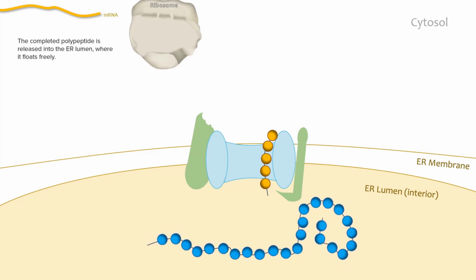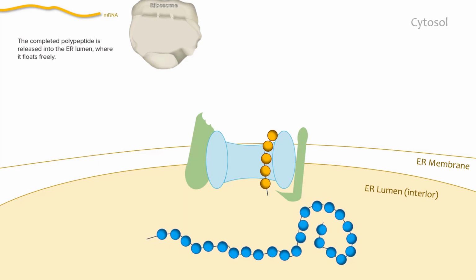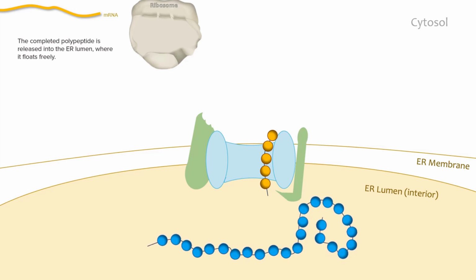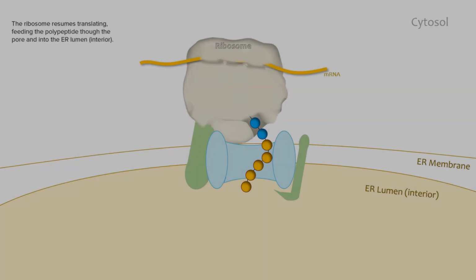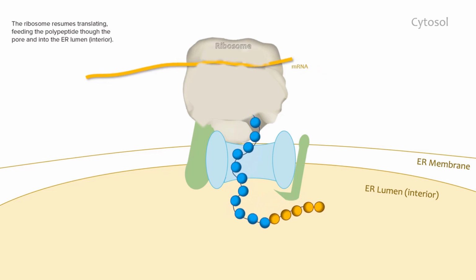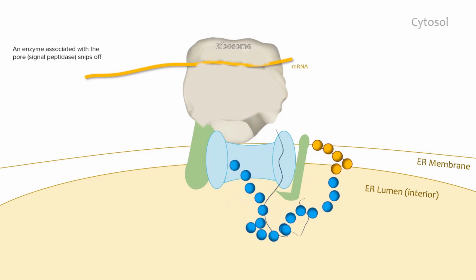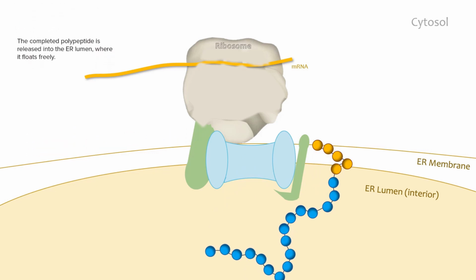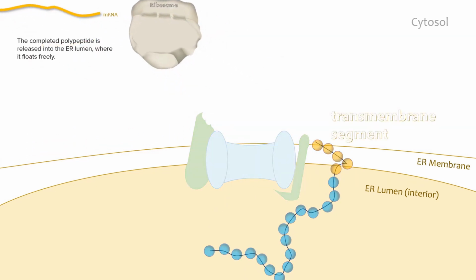As shown in this example, in some cases the signal peptide is snipped off during translation and the finished protein is released into the interior of the endoplasmic reticulum. In other cases, the signal peptide or another stretch of hydrophobic amino acids gets embedded in the endoplasmic reticulum membrane. This creates a transmembrane, meaning membrane crossing, segment that anchors the protein to the membrane.